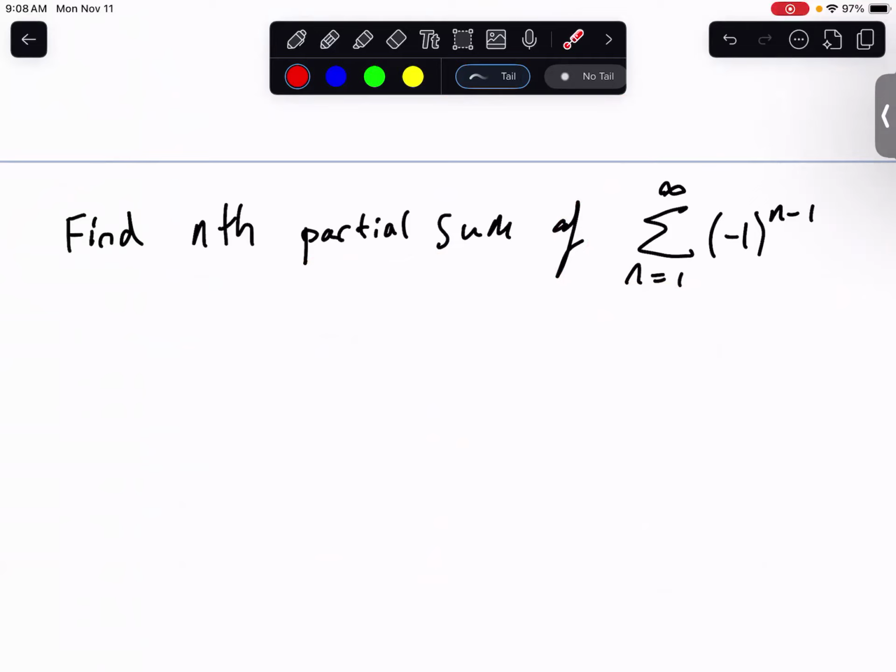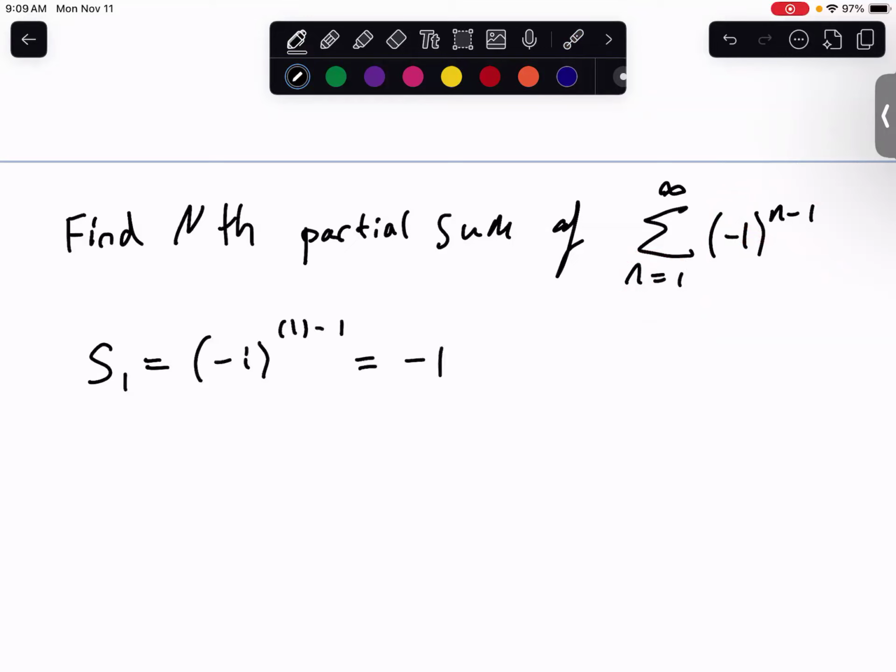And so it's really asking you to find a general formula for the sum of the first n terms of your sum. I should use, instead of lowercase n, let's use uppercase, right? It shouldn't match, since I already used n as the index here. Okay, so the first term, S1, is what you get when you plug in n equals 1. You get -1 to the 1 minus 1, so this is -1 to the 0th power. So this is equal to 1.